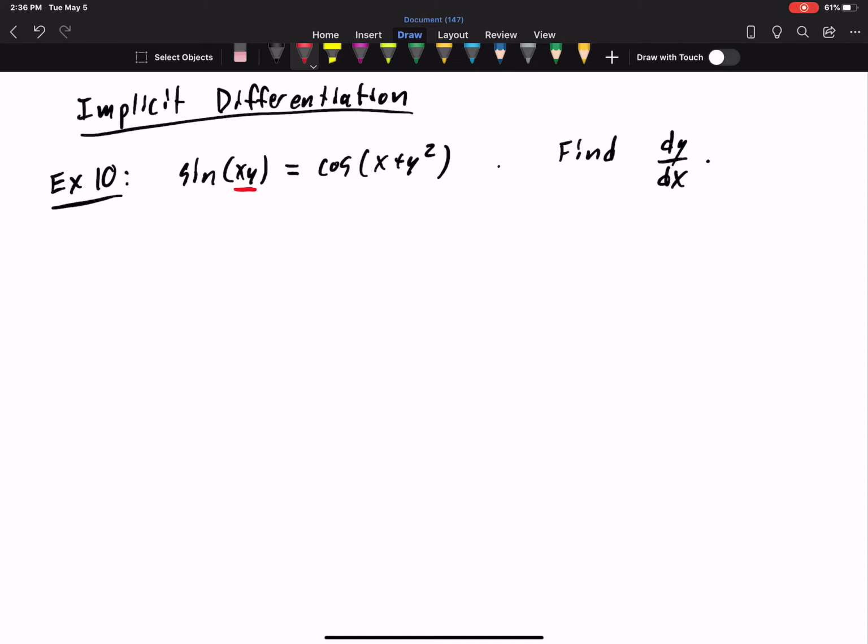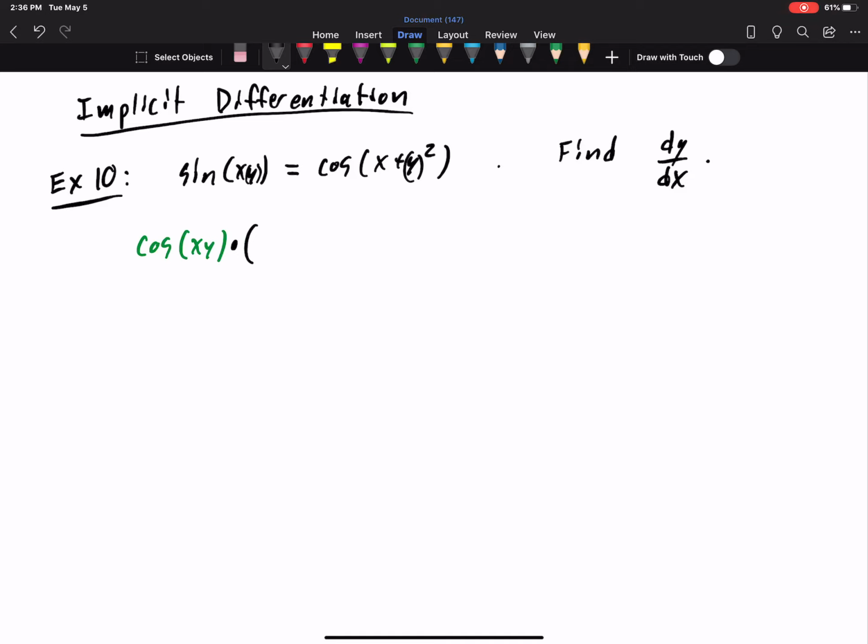So, usual first step, slap some parentheses around all your y's, and then go to town deriving. Derive the left-hand side. This is going to require the chain rule. So we have to derive this sine. The derivative of sine is, of course, cosine. You'll leave the inside alone. Nothing changes about the inside ever. Then you multiply by the derivative of the inside, just using the chain rule.